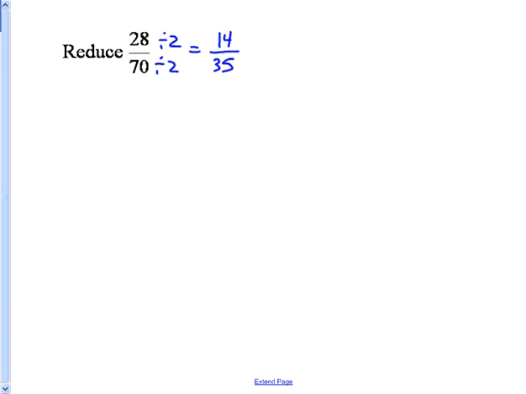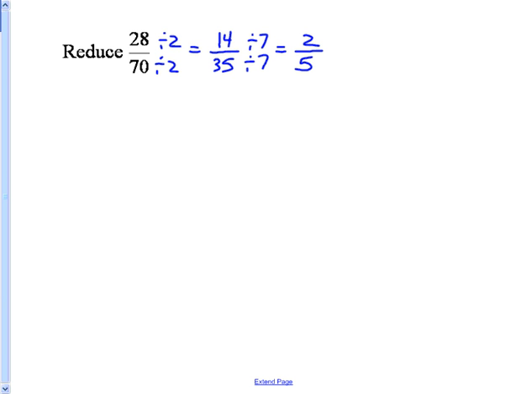Now again, if we need to, we can use long division to do either of those. Now, I look at 14, and it's even, but 35 is not even. So I can't use 2 again. Now, what's another factor of 14? Well, 2 times what? 2 times 7. Now, does 7 go into 35? And sure enough, it does. So I can divide both of those by 7, and I will get 2 over 5.